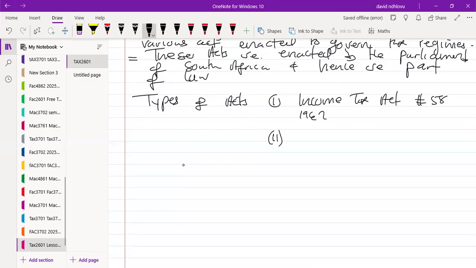Then we also have the Value Added Tax Act. This is a fairly recent tax, Act 89 of 1991. So before 1991, there was no value added tax. We were using what is called the Income Tax Act.